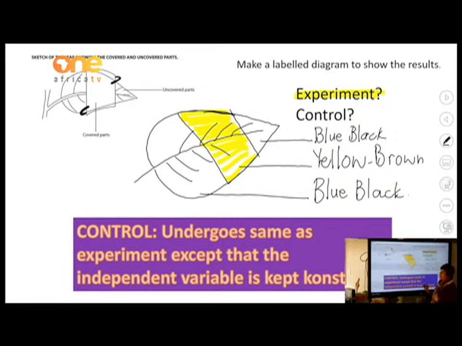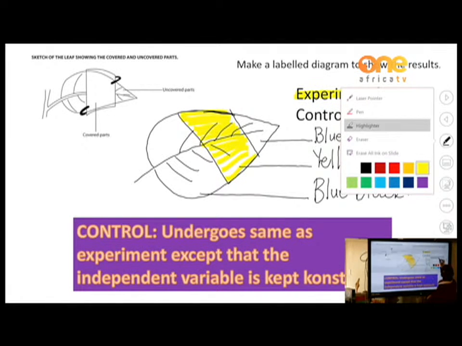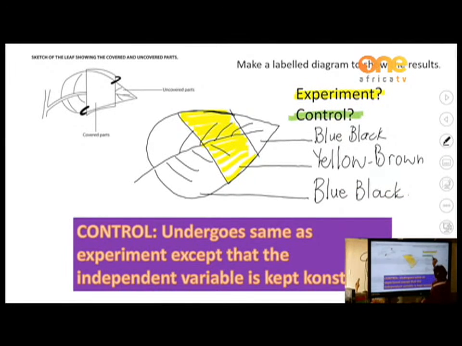Because we said this part had all the requirements for photosynthesis except the factor that is under investigation. Good? And then we have the control, and this will be the control. Why do I say so? Because the control undergoes the same as the experiment, except that the independent variable is kept constant.